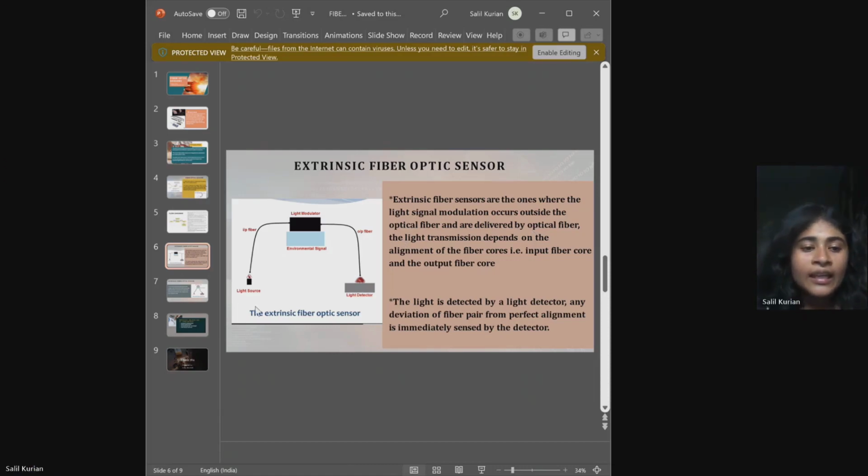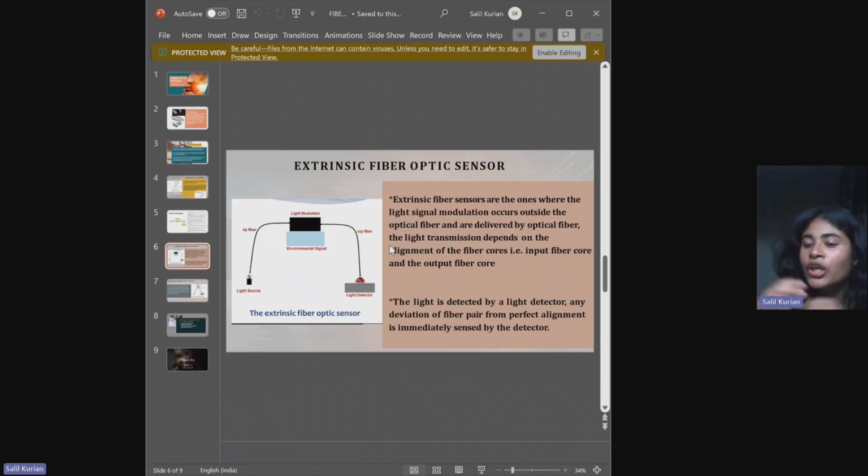That is, you have a light source and you're giving an input fiber. You have a light modulator, and the green one is the environmental changes. In extrinsic fiber, the light modulation will occur outside the optical fiber. That is, you have a wire. The modulation change will happen in the external region.